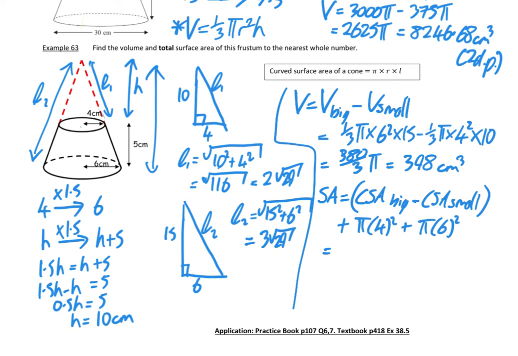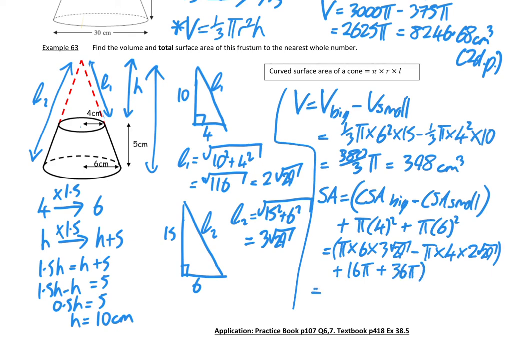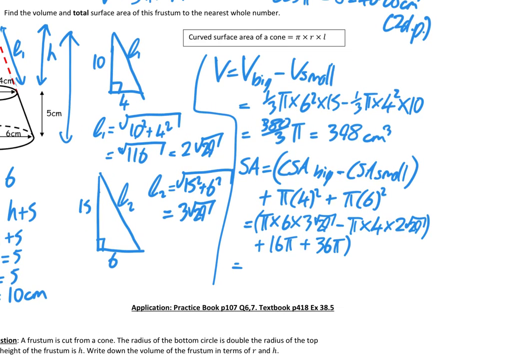So the curved surface area of the big is going to be pi times 6 times its slant height, which was 3 root 29, minus, then the curved surface of the small is pi times 4 times, and it was 2 root 29, and then plus you've got 4 squared times pi, which is going to be 16 pi, plus 6 squared times pi, which is going to be 36 pi. Okay, I'll have to zoom out a wee bit here. That's what you've got to do, so it's an awful lot to get sorted out.